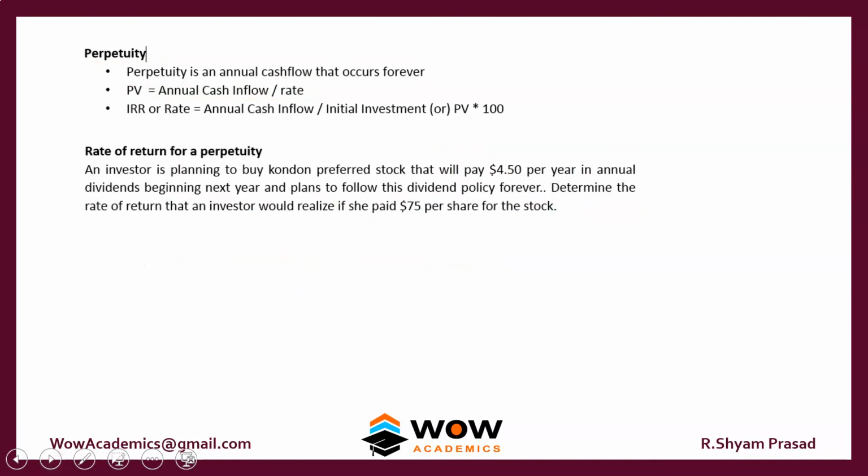We'll move on to the next sum. An investor is planning to buy Condon preferred stock that will pay 4.5 per year in annual dividends beginning next year, and plans to follow this dividend policy forever. Determine the rate of return that an investor would realize if he has paid 75 per share for the stock. So here, this 4.5 is the dividend, so that will be the annual cash inflow, and this 75 is what he has paid. So that is not the rate. The rate is what you have to find. So this actually is the present value.